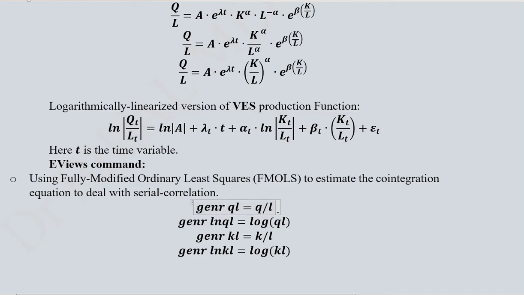So here you can see the command is generate, where there is an abbreviation of it, GENR, and we are calculating the ratio of output and labor, and here you can see this is how it is getting calculated. This is the natural log of it, and then we calculate the capital to labor ratio, and then this is the natural log of it. And these are the symbols that we are using on the left hand side for the new generated variables.